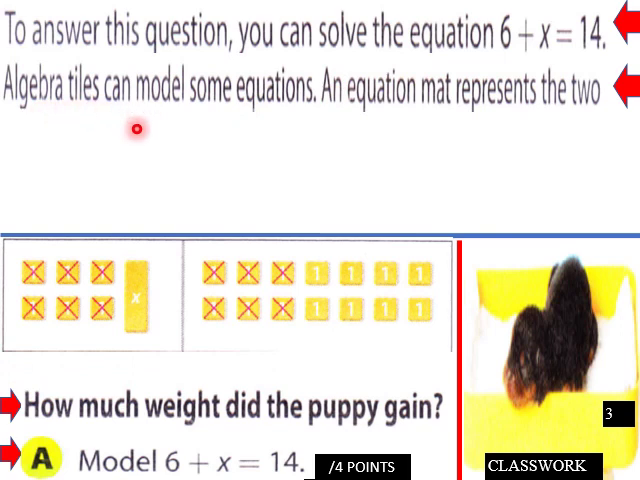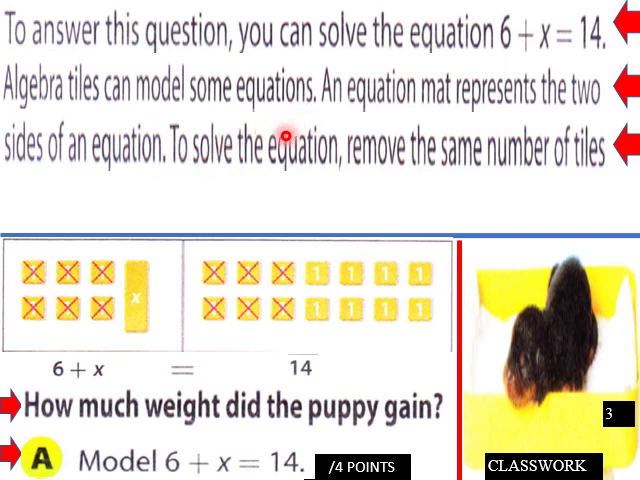So algebra tiles can model some equations. An equation mat represents the two sides. So we have 6 plus x here. Here's x, then here's 6 ones here, equals 14. So we have x, we have 6 ones here. And then how many more ones do we need to equal 14 would be the question. So 6 plus what equals 14?